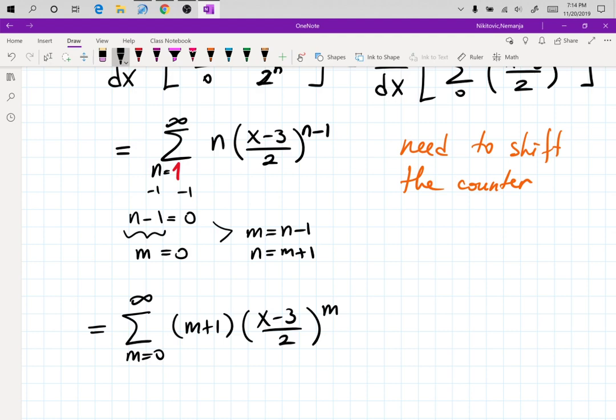Now, here is the thing that bothered the living hell out of me when it was introduced for the first time in differential equations. The professor just said, okay, we are done.